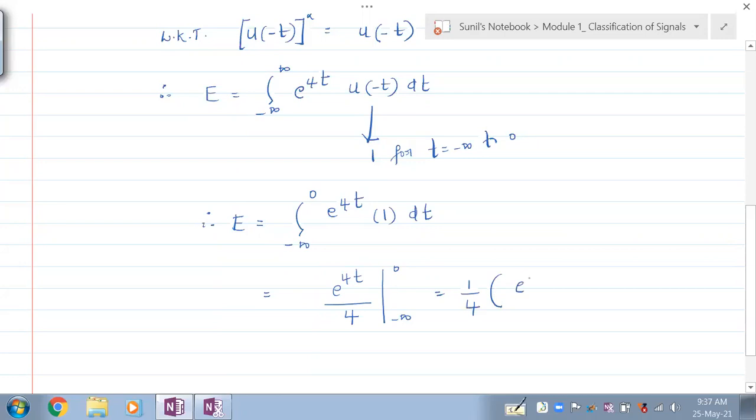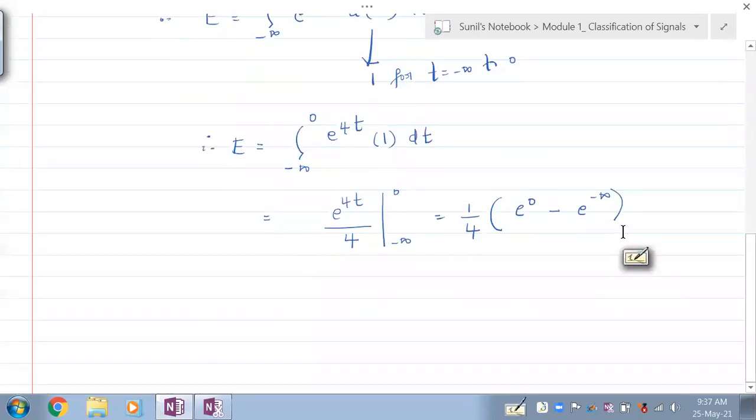So it is e power 0 minus e power minus infinity, mind you, because t is there, right? T is minus infinity, and anything multiplied by minus infinity is minus infinity only. Understand that? So in that sense, it is 1 by 4. E power 0 is 1. What is e power minus infinity? It is 1 by e power infinity. 1 by e power infinity is 1 by infinity, mind you.